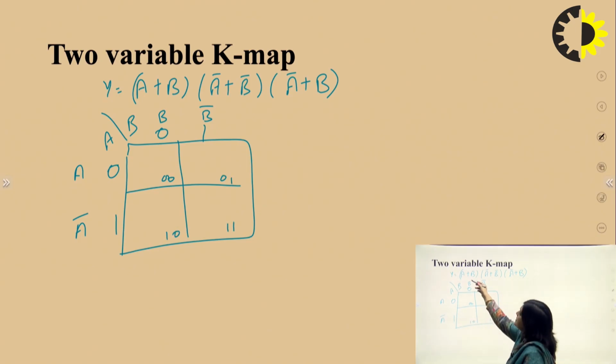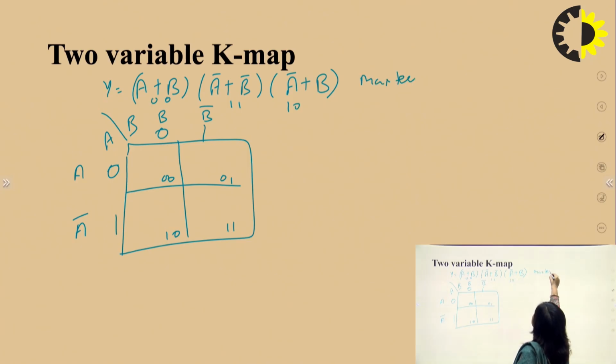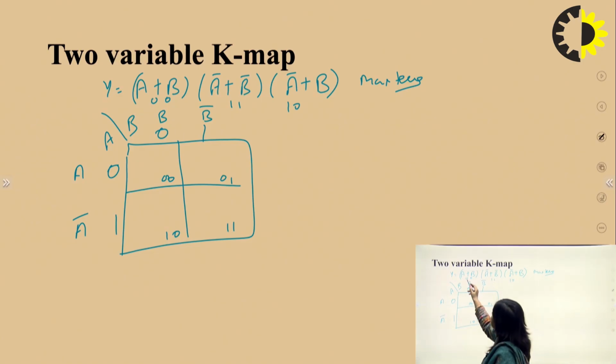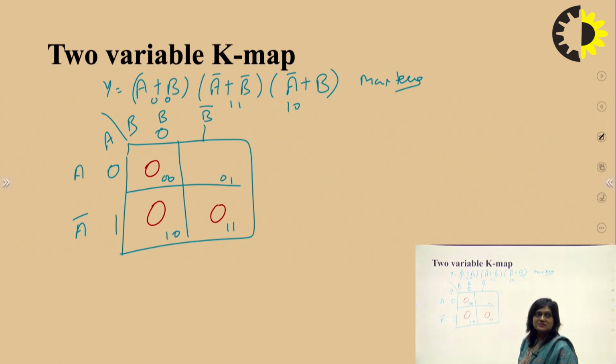We know that A plus B represents 0 0. A bar plus B bar represents 1 1. And A bar plus B represents 1 0, because these are the max terms, as this is a POS representation. Now we will put the values here: at 0 0 we put a 0, at 1 1 we put 0, and at 1 0 we put 0. This is how we have placed the value 0, because this problem is in POS form. Now we will make the groups.